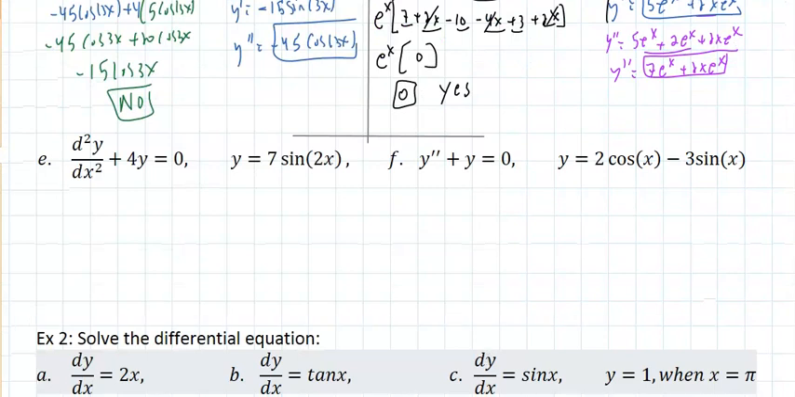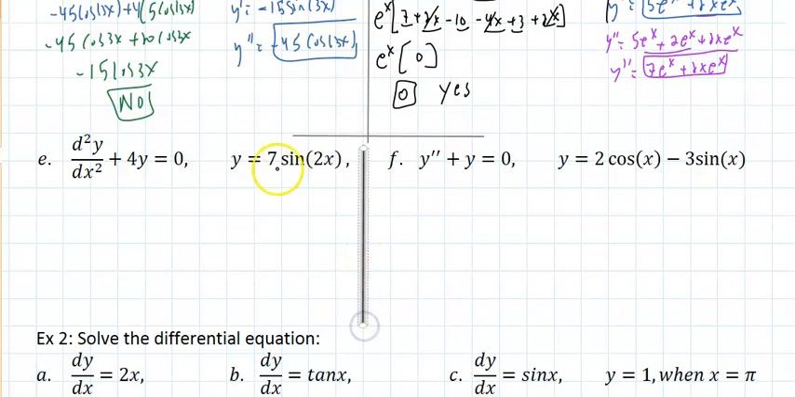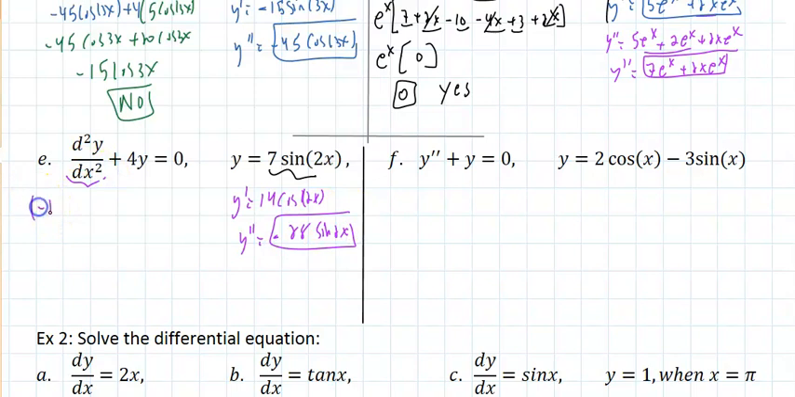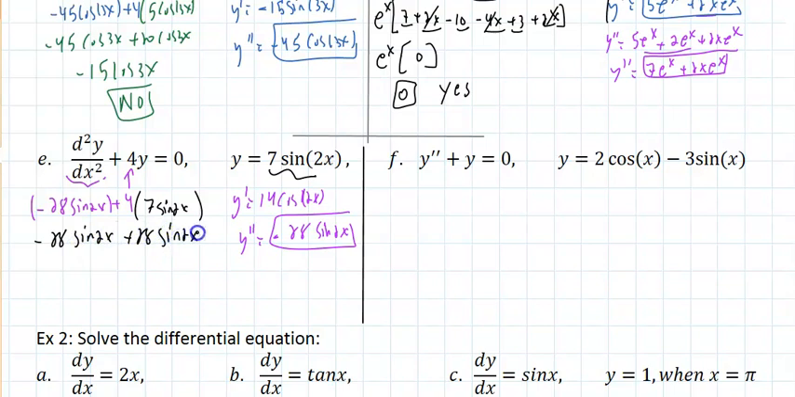And a couple more to go. How about here? If I told you this is my function, if I take two derivatives of that, well, let's take the first derivative, that is 14 the sine of 2x, the cosine of 2x. And if I take a second derivative, that's negative 28 the sine of 2x. So the second derivative, negative 28 the sine of 2x, plus 4 times y. Y is 7 the sine of 2x. Well, wouldn't that be negative 28 the sine of 2x plus 28 the sine of 2x? Wouldn't that be a 0? Doesn't that check? So my answer is yes, it is a solution.